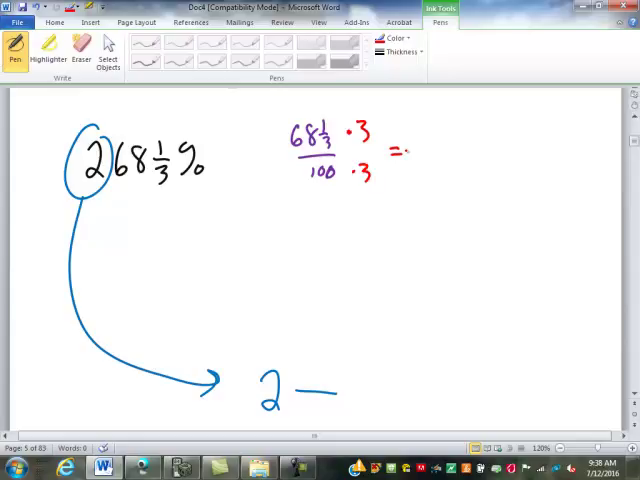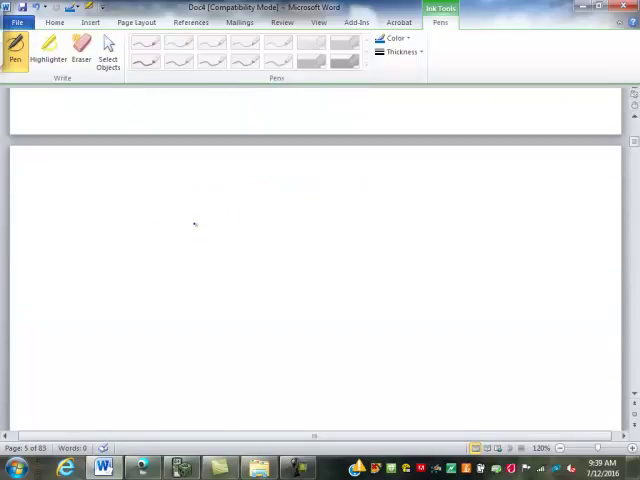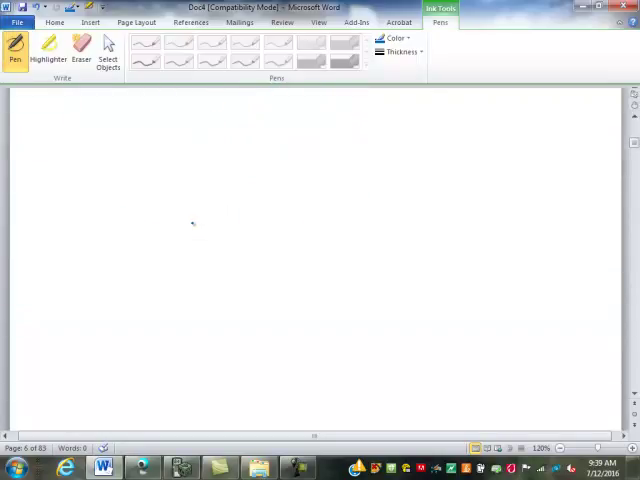So what do I get on top? 68 and 1/3 times 3. 205 over 300. Very good. Then what? Simplify. Divide by 5 gives me 41 over 60. So 2 and 41/60ths. How many of you got that? Cool. So we can convert our percent into decimals and fractions. Getting to be a lot easier.